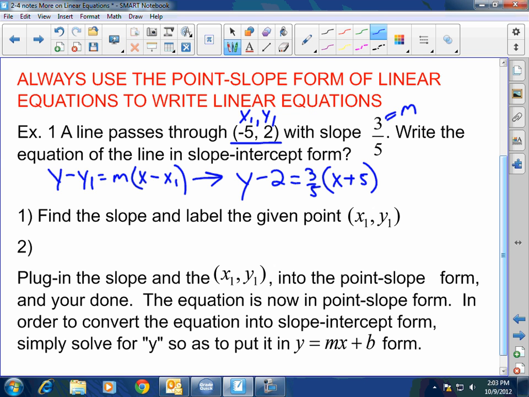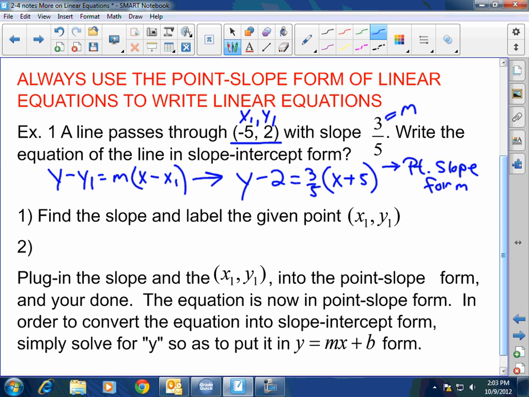Is everyone with me so far? If they ask you for this in point slope form, I swear you're done. I promise. That is point slope form. Now, they asked you, though, to put this in slope-intercept form. I'm going to always ask you pretty much to graph it. So regardless, you're going to have to put it in slope-intercept form.